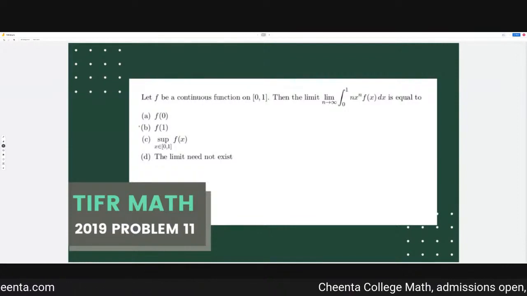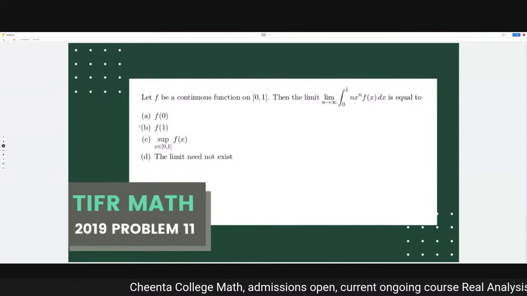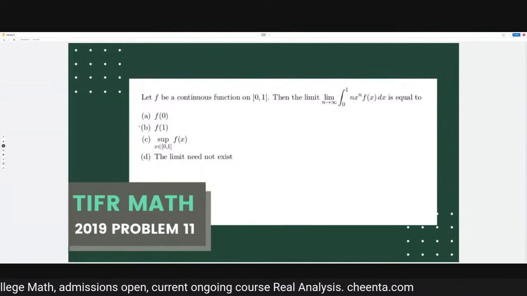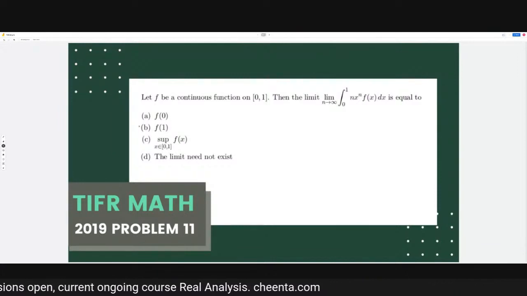Okay, welcome everybody to another TIFR problem solving session. So today's question is especially designed as a question for the Weierstrass approximation theorem.